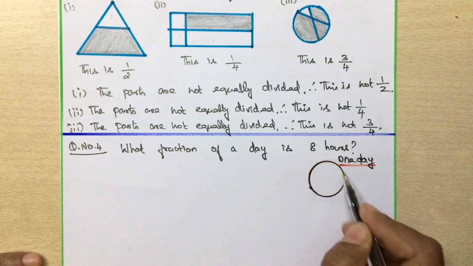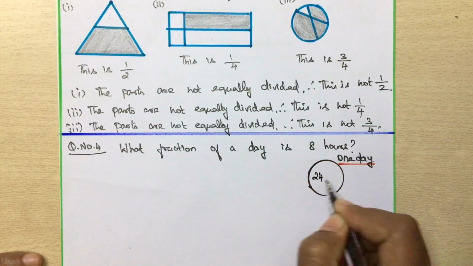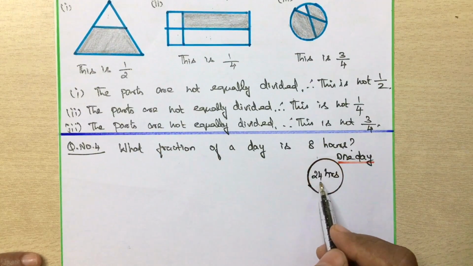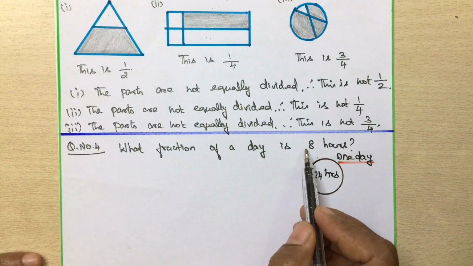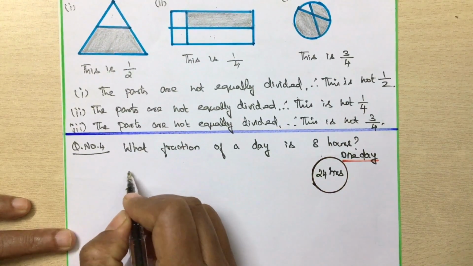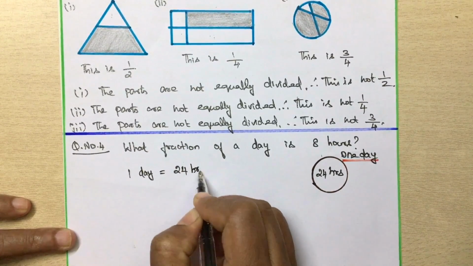Consider this as a whole, that is one day. In one day, we know we have got 24 hours. So now we have to find out of this 24 hours the fraction of 8 hours. Okay. Now let us write like this. One day is equal to 24 hours.